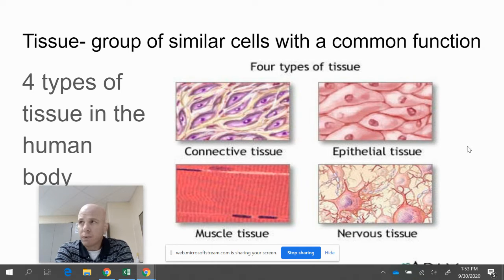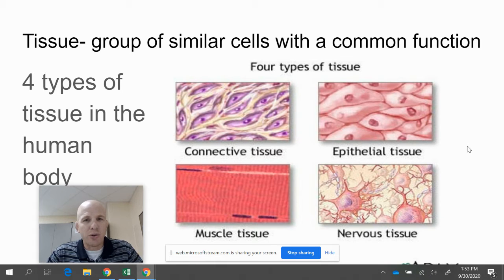Epithelial tissue, if you remember our serous membranes that lined our cavities, like the parietal pleural membrane and the visceral peritoneum, that'd be epithelial tissue. Also, if you think of the outer layer of our skin, that's epithelial tissue.